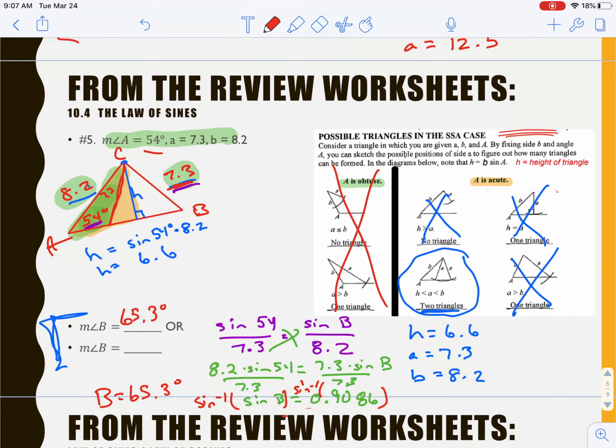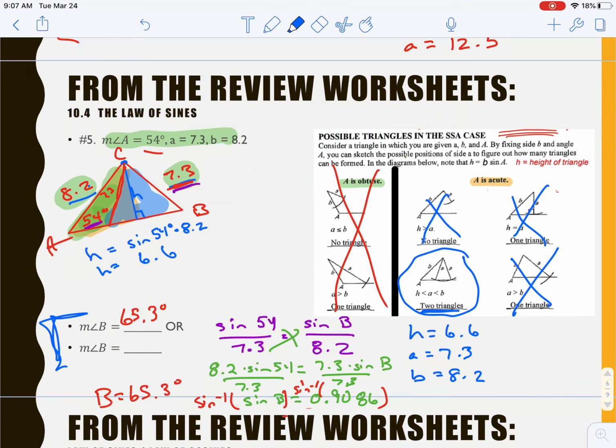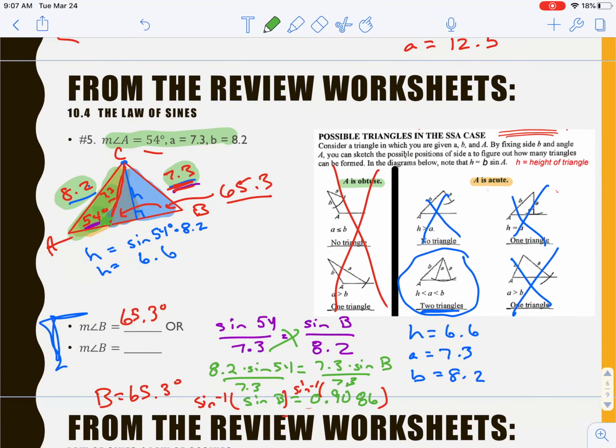That's our second potential triangle. But it also makes a triangle that we didn't even really attempt to make right here. It created an isosceles triangle right there that has 7.3 and 7.3, and I know that this angle measure is 65.3. So remember how we talked about, well, if that's 65.3, then the other base angle of our isosceles triangle is 65.3. So when we go to look for this angle right there, we know it's just going to be 180 minus 65.3 because it is supplementary with that.